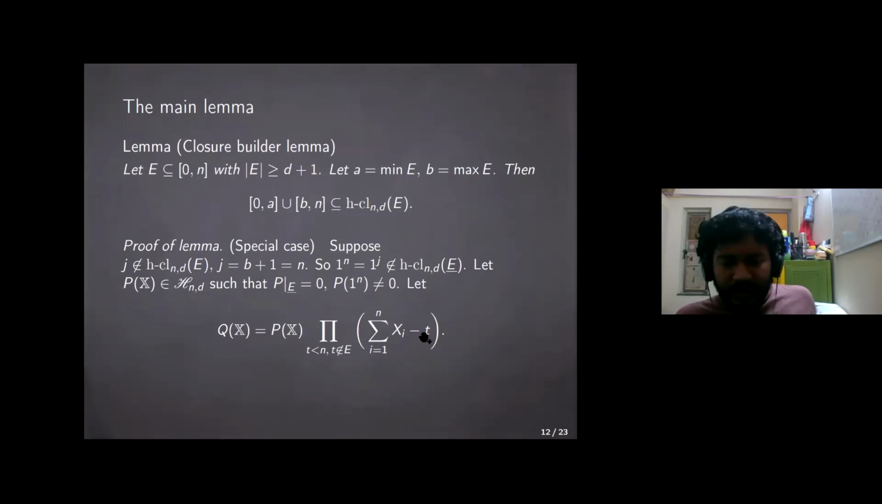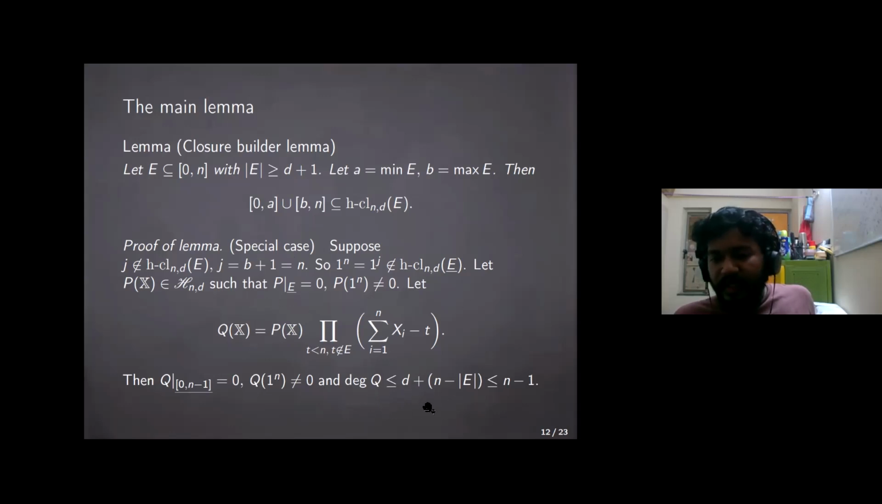But what is this? This is now a hyperplane arrangement that excludes the all ones point and covers everything else. So by the Alon-Füredi bound, there must be at least n hyperplanes here. So the degree of this polynomial must be at least n. But what is the degree? Well, let's count. The degree of Q is at most the degree of P plus n minus |E|. The number of linear factors that we have added is n minus |E|. But |E| is at least d plus 1. So this sum is only at most n minus 1. And that's the contradiction.